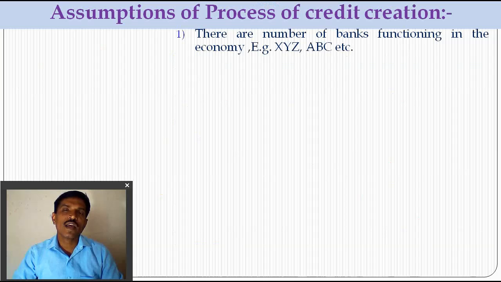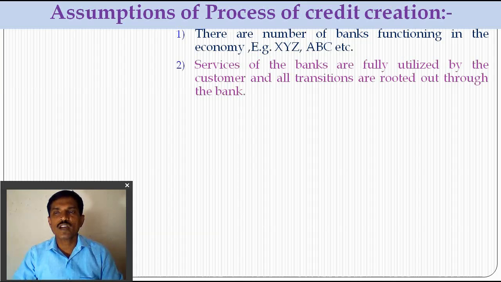So a bank accepts deposits and advances loans, and through advancing and lending loans, they create a multiple of money, distributing the loan to the people. For this, there are certain assumptions. There are a number of banks functioning in the economy, like X, Y, Z, A, B, C, D, the Bank of Allahabad, Bank of Baroda, Central Bank of India. There are many banks in the economy, assumed for credit creation.